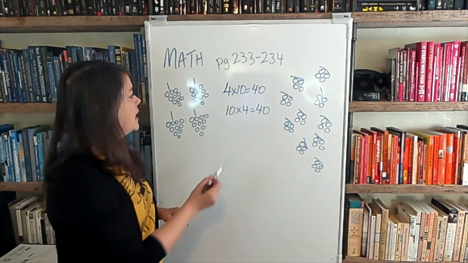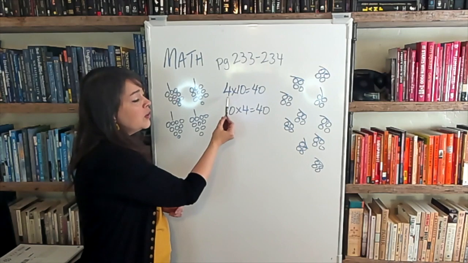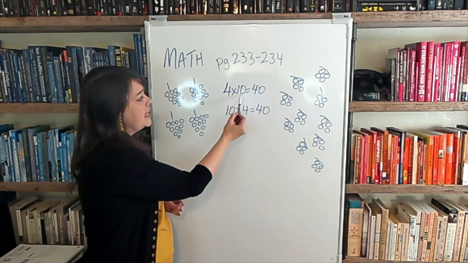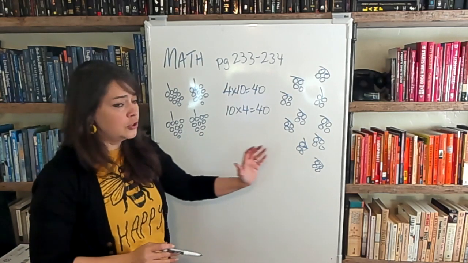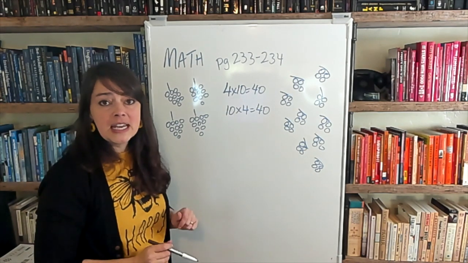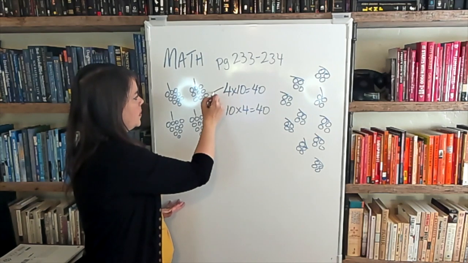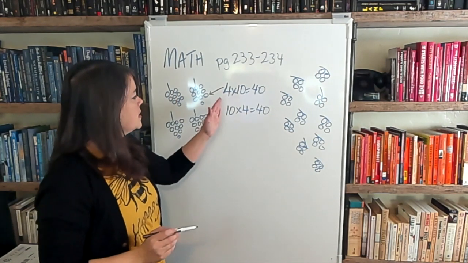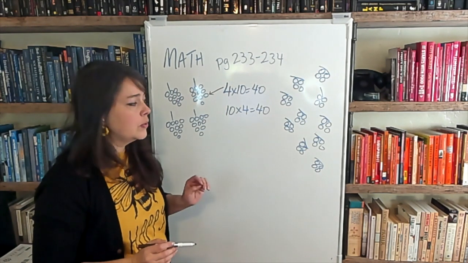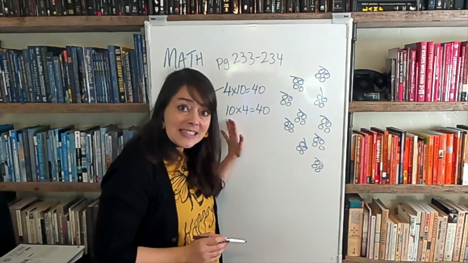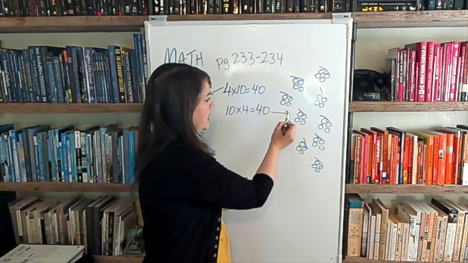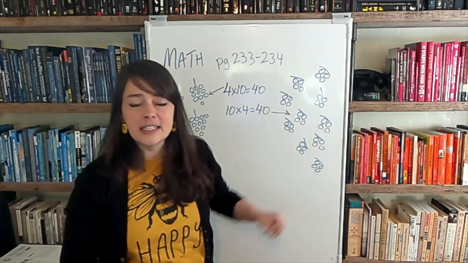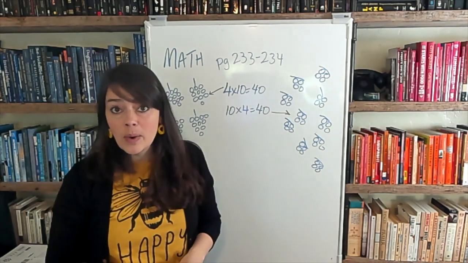But they want you to match which one of these describes which picture goes with which equation. We'll read this as 4 sets of 10 grapes equals 40. Which one of these pictures shows 4 sets of 10 grapes? It's this one. So 4 sets of 10 grapes equals 40. And 10 sets of 4 grapes equals 40. So you're going to draw a line to connect it to the picture that goes with the equation.